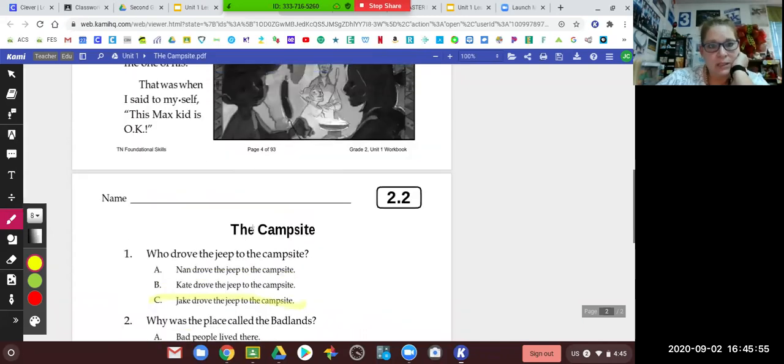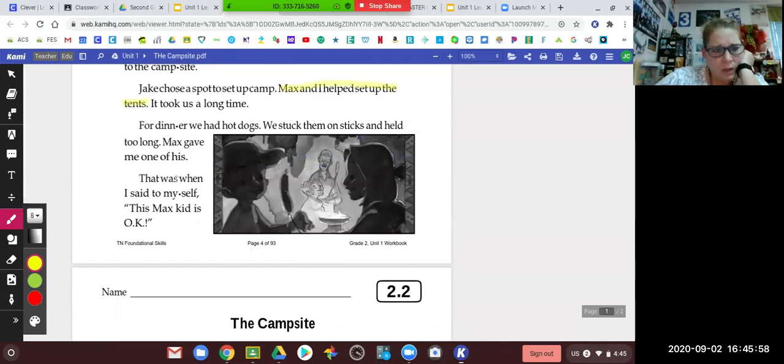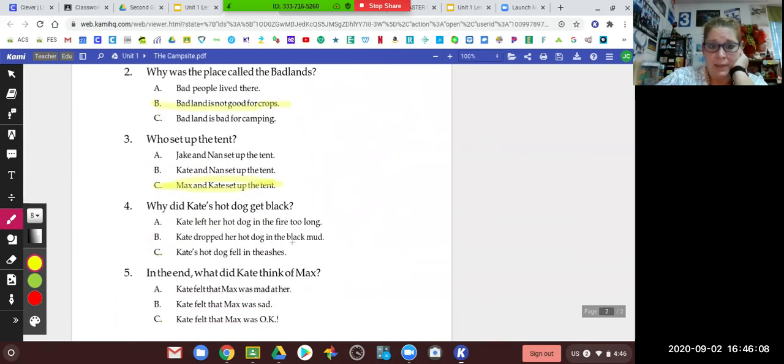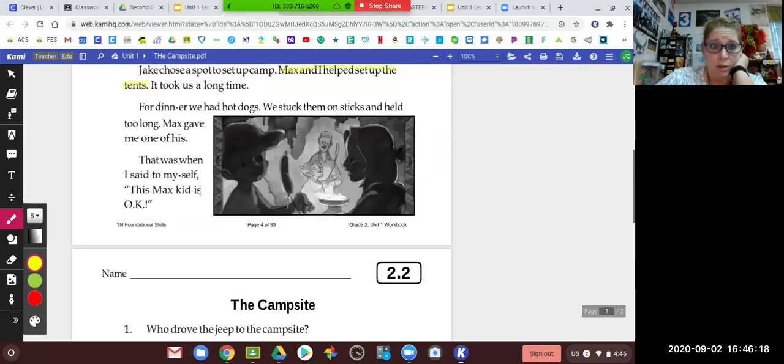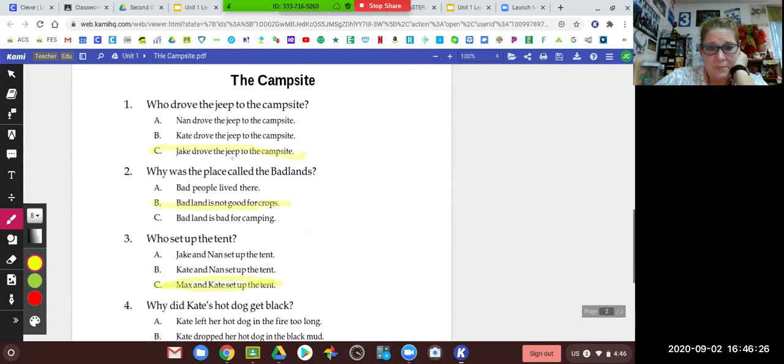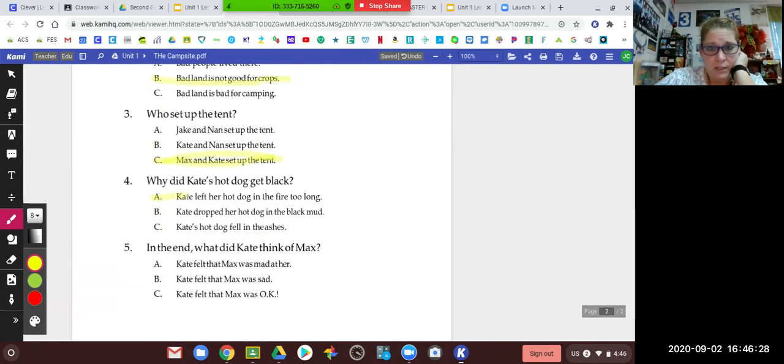Okay, so let's go back and look. What happened to her hot dog? For dinner, we had hot dogs. We stuck them on sticks and held too long. Okay, it does not say anything about black mud, does it? It does not say that she let it fall in the ashes either. It says that she left it in too long, held too long. That right there is your clue that she left her hot dog in the fire too long.